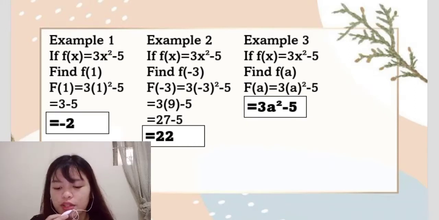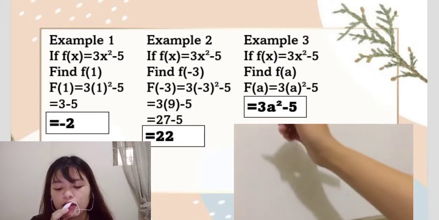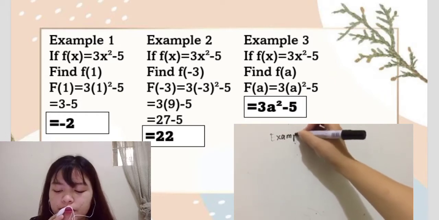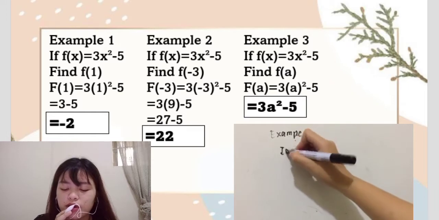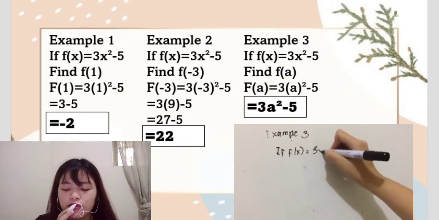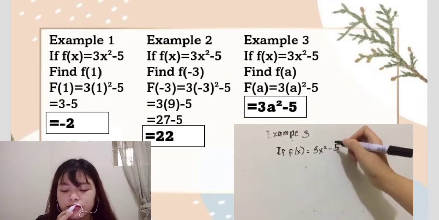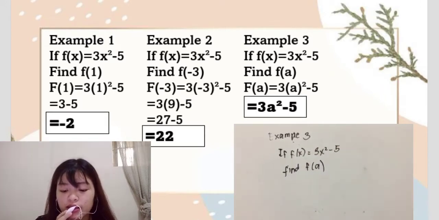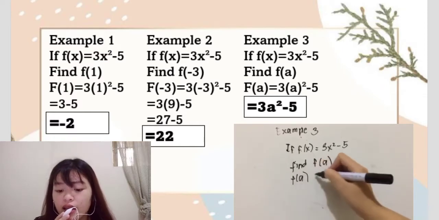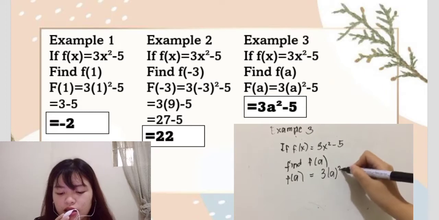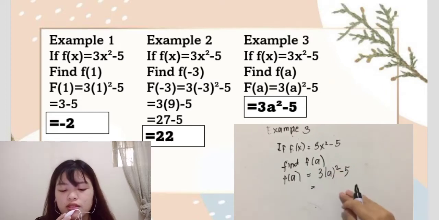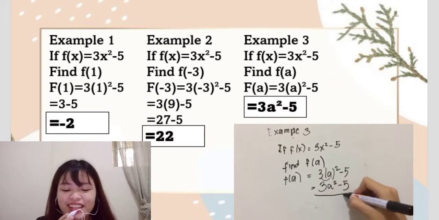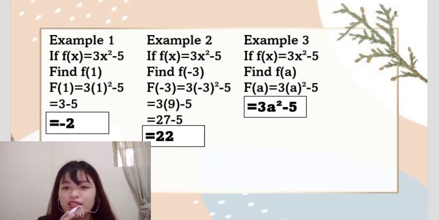Okay, so our last example is, let's say, our f of x is also 3x squared minus 5. And ang value ng x natin is a. Ang gagawin natin, katulad ng dati, i-substitute lang natin siya sa x natin. So, let's say 3a squared minus 5. Ano ba ang a squared? A squared lang din. So, mangyayari 3a squared minus 5. Yun ang answer natin.